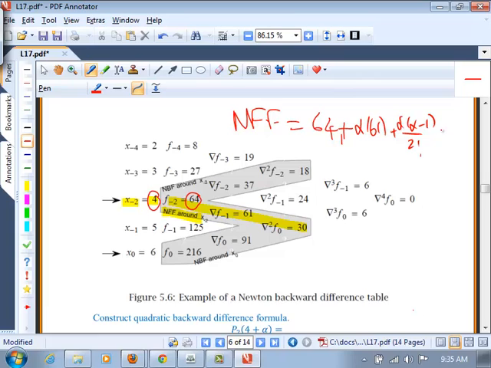Now I'm saying, construct a Newton backward formula with the same reference point. So Newton backward formula. What will that be? 64 plus, plus 1.